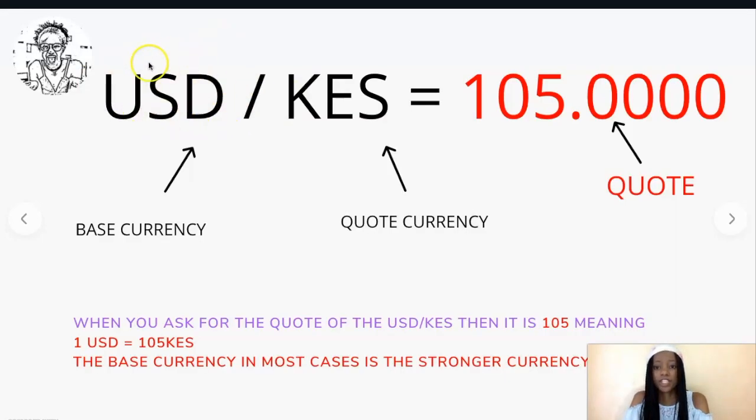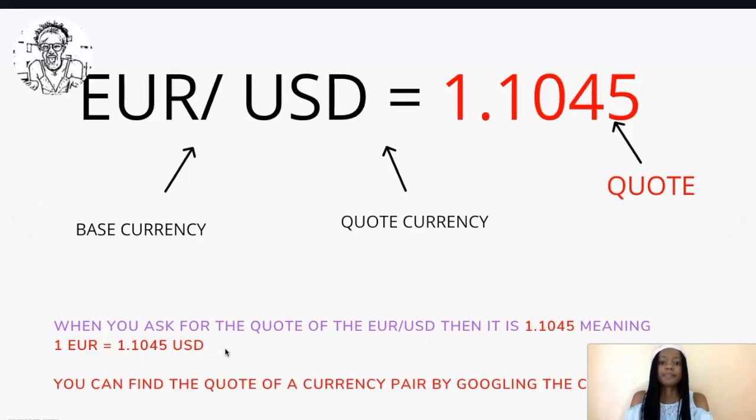As you've seen, the first currency that is stated is a base currency. The second currency that is stated is known as the quote currency. So when you ask for the quote of the USD Kenyan shilling, for example, currently it's at 105, and this means that $1 is equal to 105 Kenyan shillings. The base currency in most cases is the stronger currency.